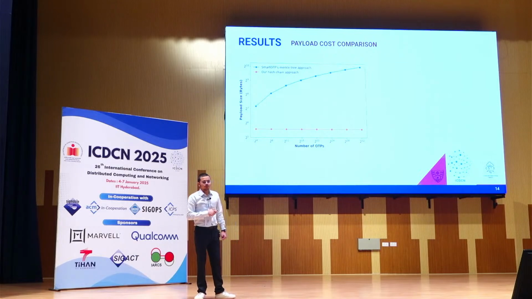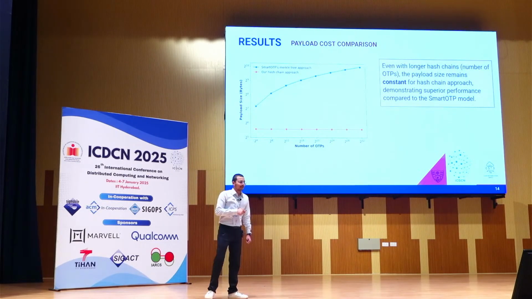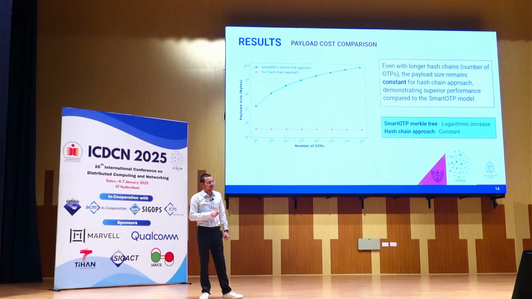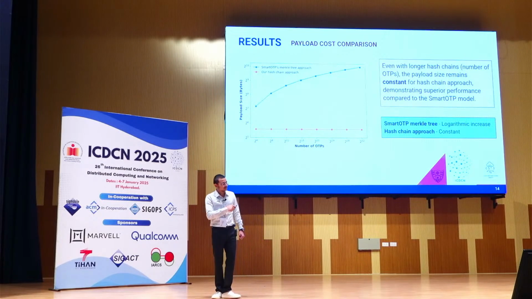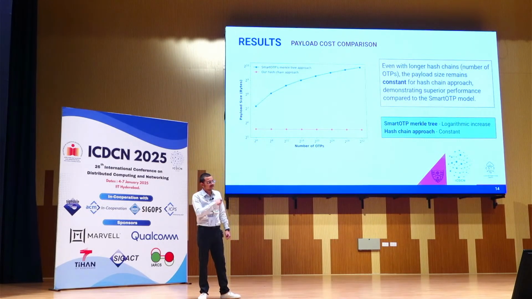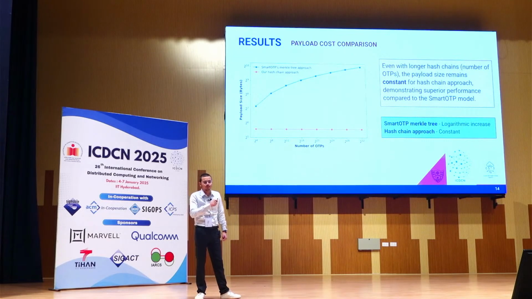Now coming to the payload cost comparison. As I discussed in the earlier approaches with the Merkle tree, the payload increases logarithmically with the increase in the number of OTPs. But in our case, where we have used the hash chain instead of a Merkle tree, the entire payload is constant. That is, we don't need to send a proof along with the OTP. We are simply sending a commitment, which takes some space, but in the case of a Merkle tree, we have to send the proofs of other nodes also to validate the OTP.